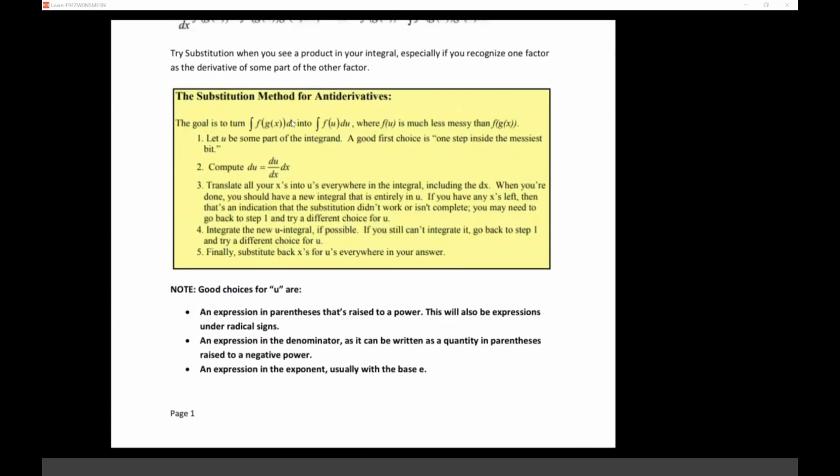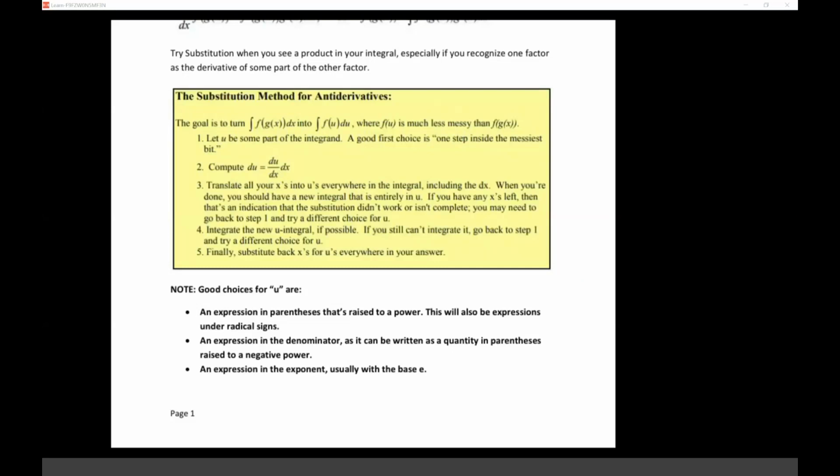All right, and again, I realize a lot of people get confused with the notation here. Okay, so here's basically the strategy. Let's let u, which is some sort of a function, be part of the integrand. Integrand, that's the part you're trying to integrate after the integral sign. Okay. All right, so a good first choice is look for the messiest piece. Okay. Figure out what the derivative of that is, and then try to match your derivative of u to something in the integrand.